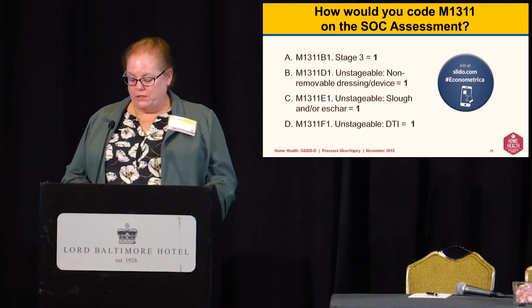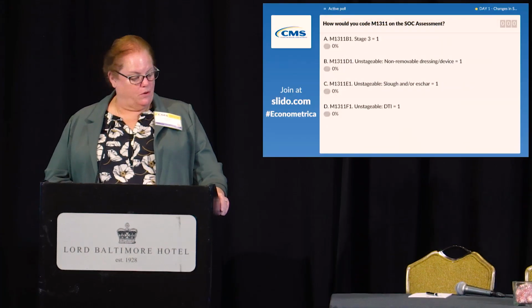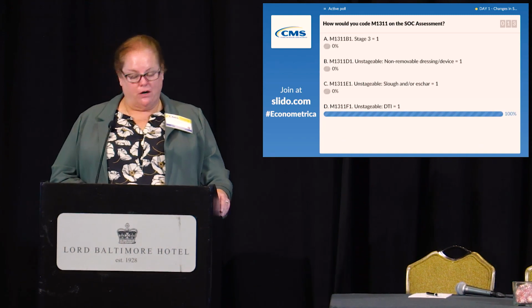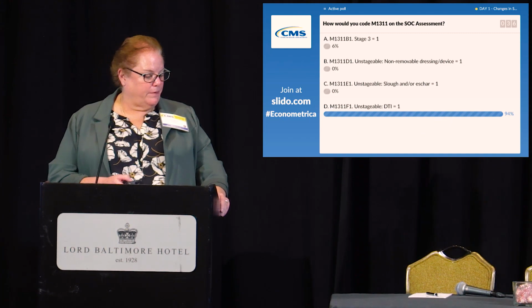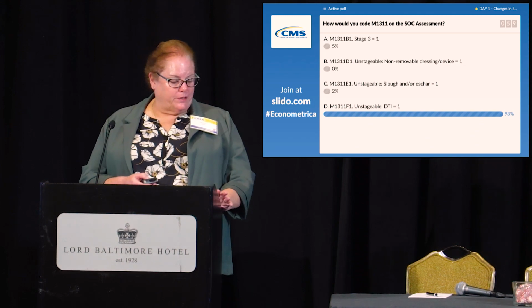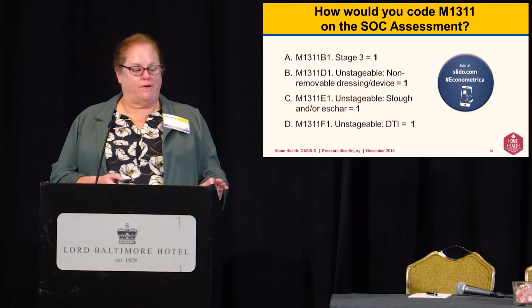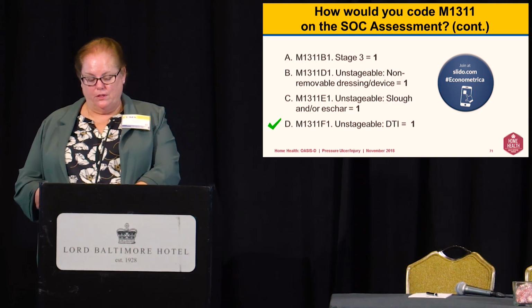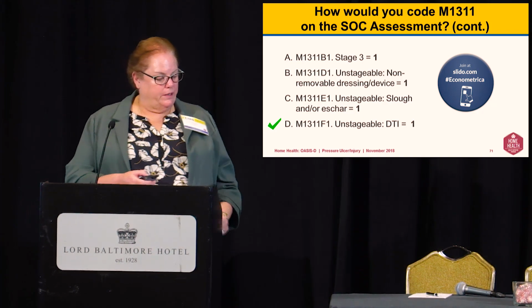So now let's look at these. How would we code this? This is at the start of care. So do we have a stage 3 equals 1, unstageable non-removable dressing equals 1, unstageable slough or eschar equals 1, or unstageable deep tissue injury? Okay, and the majority of people got this correct, saying it's a deep tissue injury, because that's exactly what they found on the start of care. And in fact, that is the answer. Because it hasn't declared itself yet.